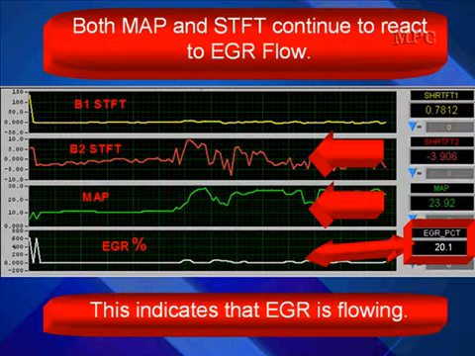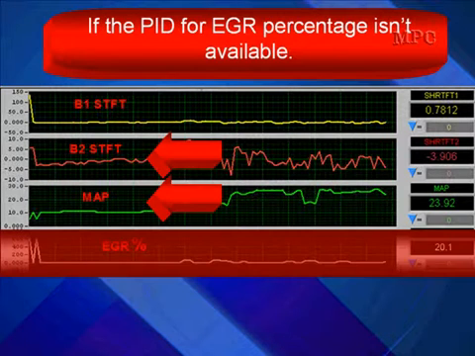Now, as we look across there, make sure you study this, because you need to know what normal short-term fuel trim and MAP activity looks like when there is EGR flow, because the PID for EGR percentage isn't always available. So if it isn't available, you can see I grayed it out there. Drive the vehicle under 35 miles an hour, get an idea of what short-term and MAP look like, and they should be normal, of course.